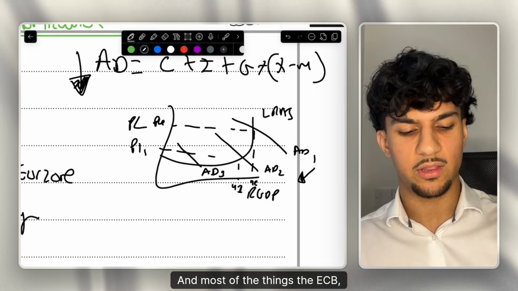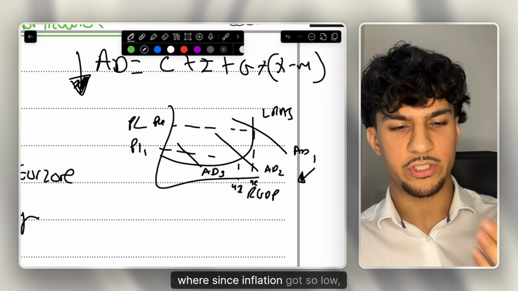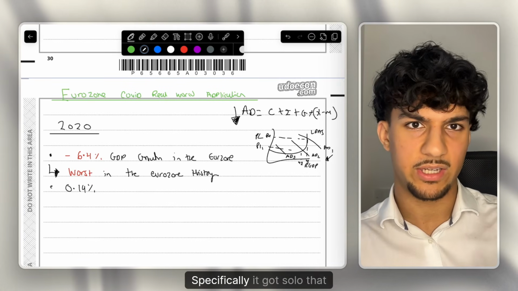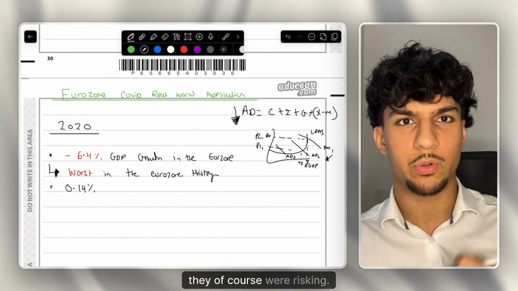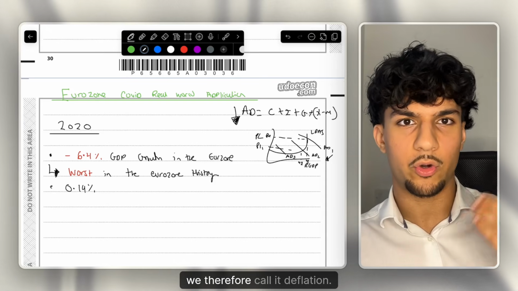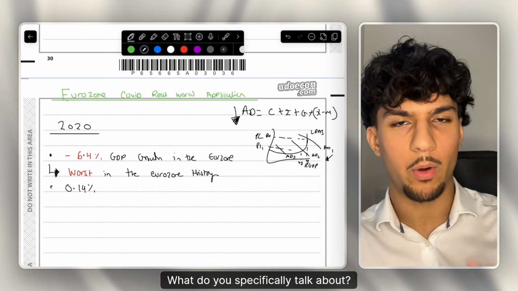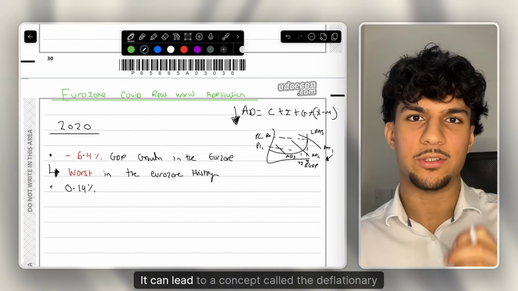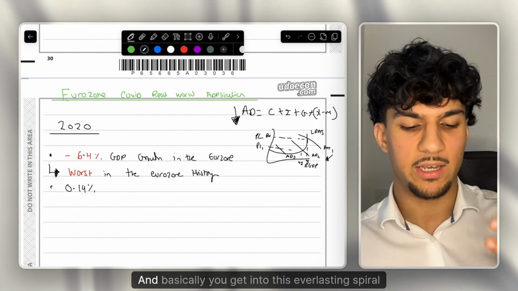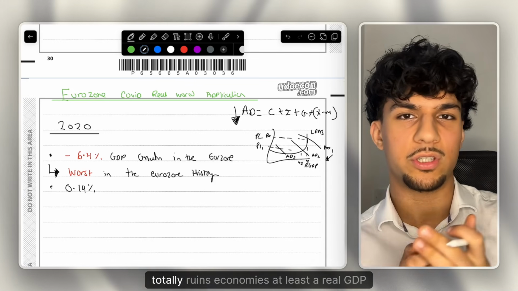A massive thing the ECB, the European Central Bank, were really concerned about was deflation, since inflation got so low, it got to 0.19% specifically. It got so low that they were very close to the 0% mark, and when inflation drops below 0%, we call it deflation. And especially on the UD Econ website, what do we specifically talk about? What are the risks of deflation? It can lead to a concept called the deflationary spiral, where deflation continues to occur, and basically you get into this everlasting spiral where you cannot get out of this deflation, and it totally ruins economies.